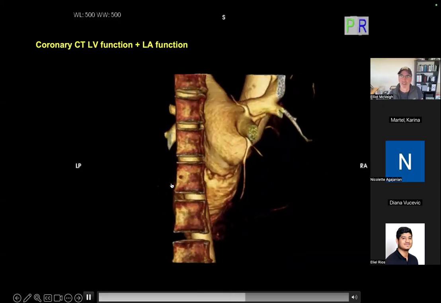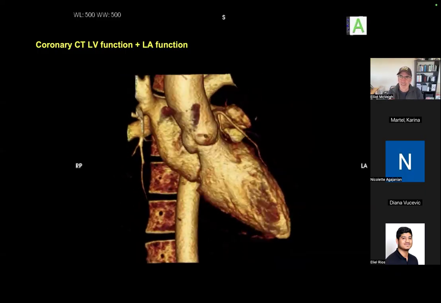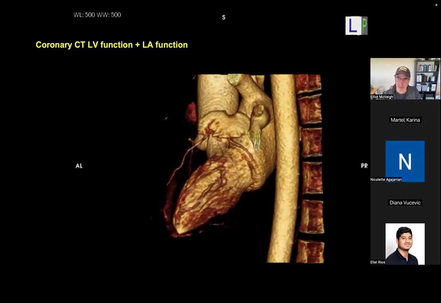Probably at least 50% of the blood is getting squirted out of the left atrial appendage. That's good news for this person. You don't want blood sitting in there for a long time. Okay.